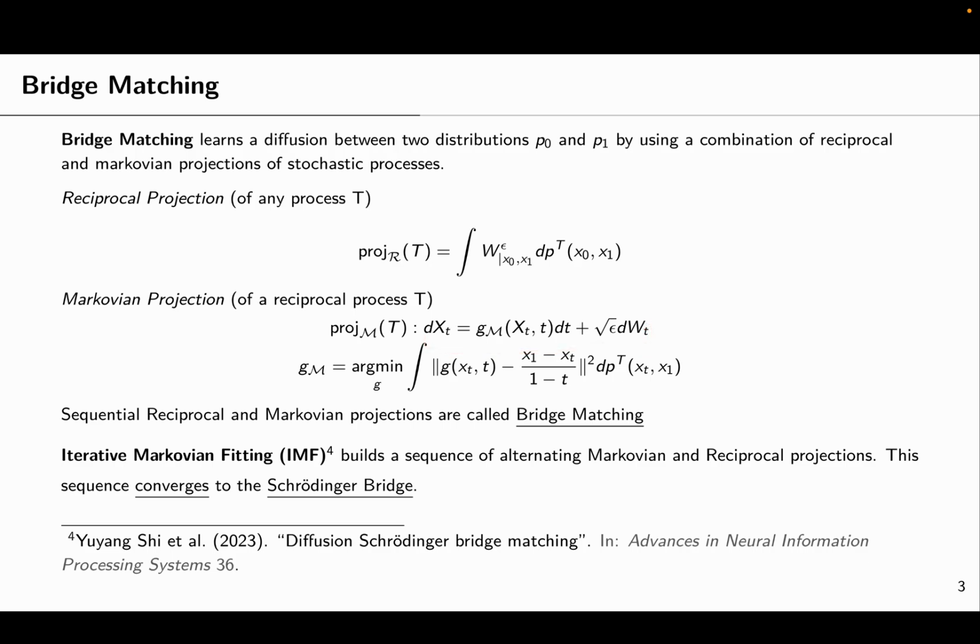And G is expressed as a solution to the shown optimization problem. Sequential reciprocal and Markovian projections are called bridge matching. One of the methods to solve the Schrödinger bridge problem using bridge matching and our main competitor is iterative Markovian fitting. Iterative Markovian fitting builds a sequence of alternating Markovian and reciprocal projections that converge to the Schrödinger bridge. However, this method requires training of bridge matching diffusion at every Markovian fitting step, which is computationally costly and accumulates error with time.